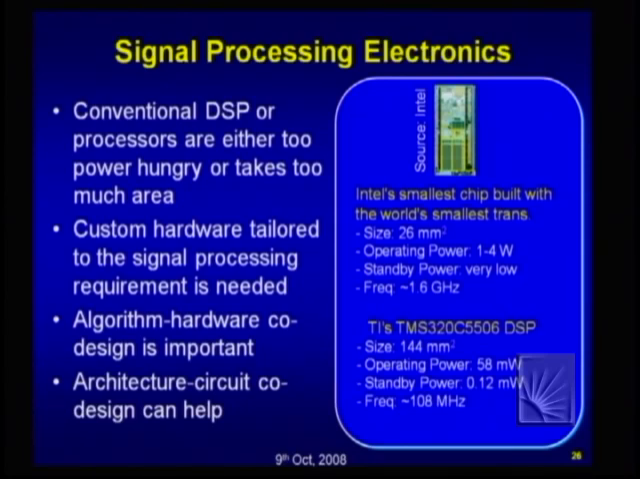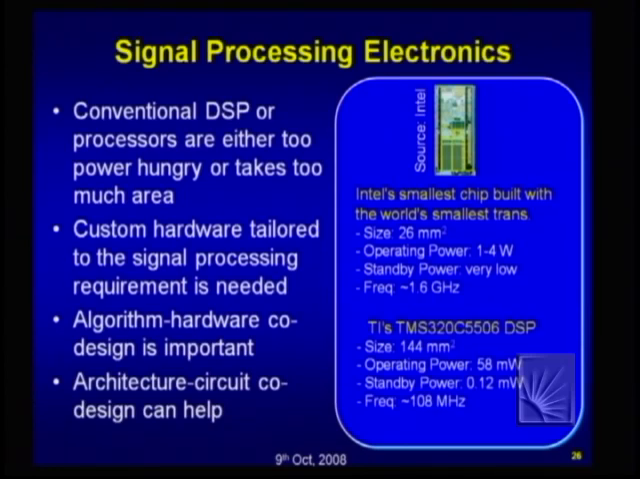The frequency of operation, of course, is very high. You do not need that high a frequency, but the power and size and standby power are definitely not suitable for implantable applications. If you look into the DSP from TI, the latest one has a size of 144 millimeter square. That is a lot. Operating power is 58 milliwatt. That is not too bad, although we need less than a milliwatt, as I have shown you. The standby power is 0.12 milliwatt, and the frequency is 108 megahertz, which means that if you want to process 100 channels, you cannot do that with this processor. And also the power budget is extremely high compared to our target. The area is also very high.